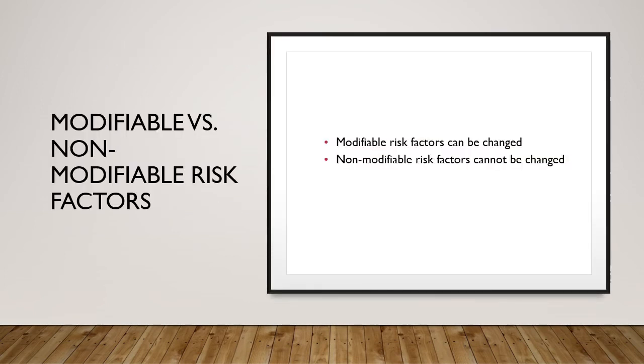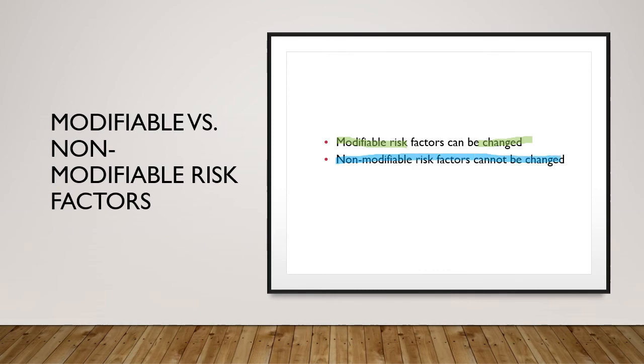Modifiable versus non-modifiable risk factors. So you might be wondering, we talked a little bit about these in the beginning of the lecture video. What's the difference between a modifiable and a non-modifiable risk factor? Well, modifiable risk factors can be changed. These are the risk factors that we can take action to change, to lessen the risk, or to change it from being a risk to a protective factor. On the other hand, non-modifiable risk factors cannot be changed. You can't do anything about these.